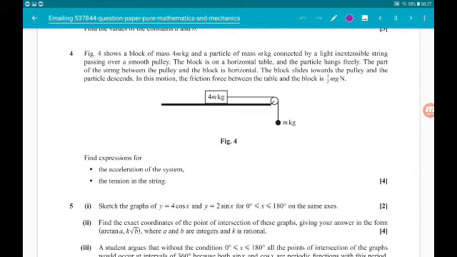The block slides towards the pulley and the particle descends. In this motion, the friction force between the table and the block is 1/2 mg newtons. The question asks to find expressions for the acceleration of the system and the tension in the string. Okay, 4 marks altogether.